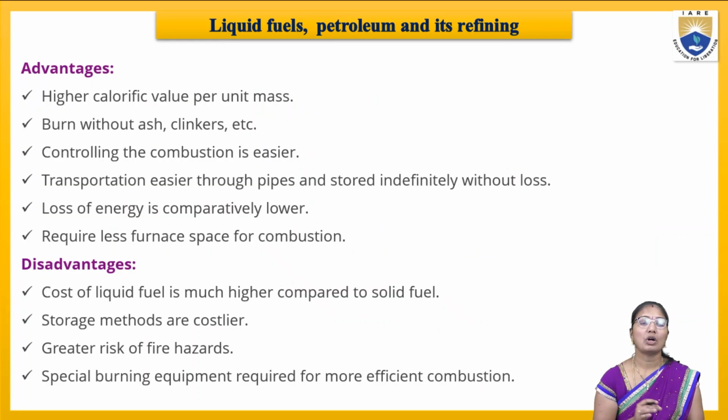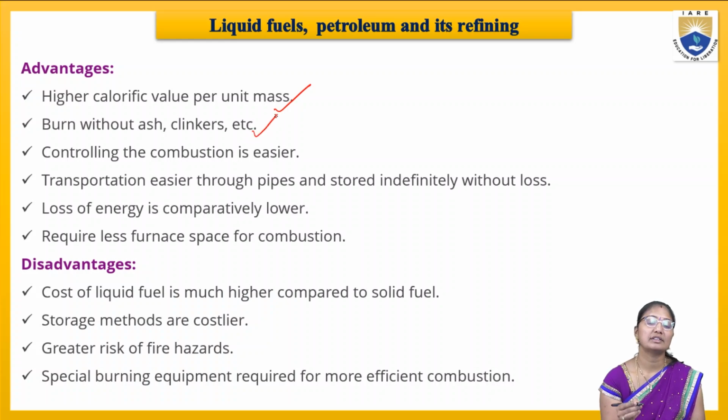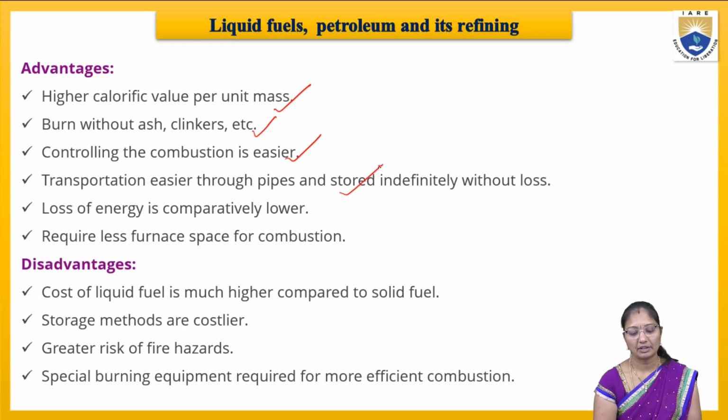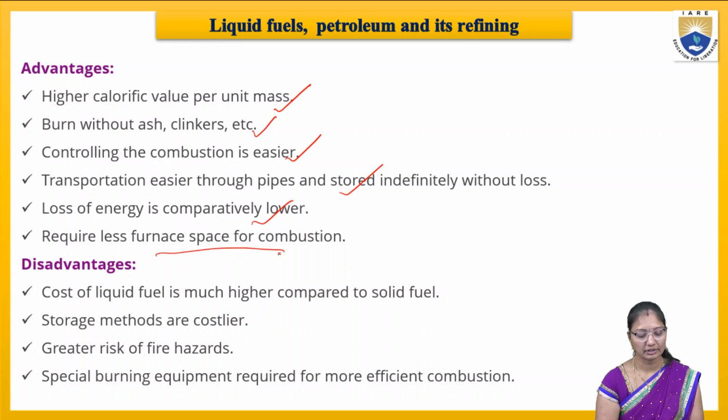So what are the advantages, as we are getting so many fractions from this column? They have high calorific value per unit mass. They burn without ash. As we know, solid fuels like coal, anthracite, bitumen all give ash content. So the disposal causes a main headache when using them as fuels. Compared to the solids, these liquid petroleum fuels won't give ash or clinkers, etc. So controlling the combustion is easier compared to the solid fuels. The transportation is easier through pipes and they can be stored indefinitely without any loss. The loss of energy is comparatively low and it requires less furnace space for the combustion process.